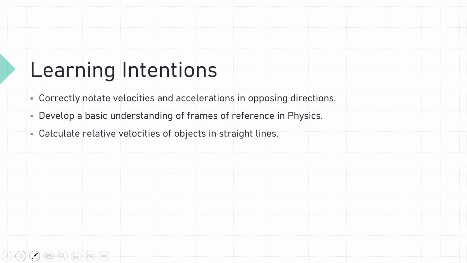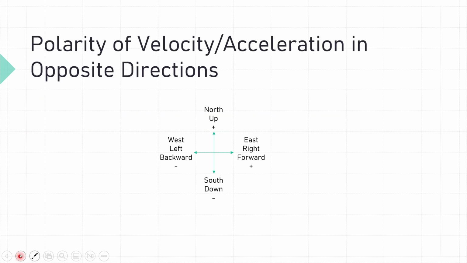So our learning intentions is first to be able to correctly notate velocities and accelerations which are in opposite directions, get a basic understanding of frames of reference in physics, and do some relative velocity calculations for objects in straight lines. So to begin with, polarity of a velocity or acceleration when they're in opposite directions.